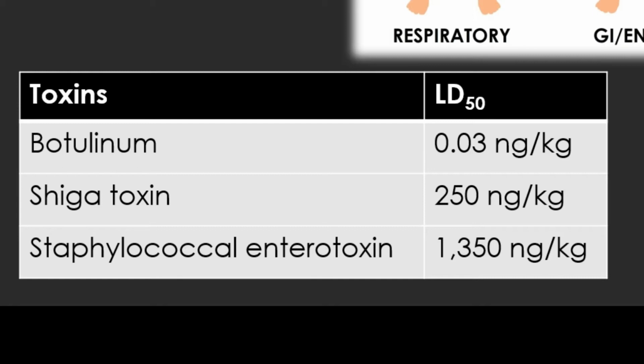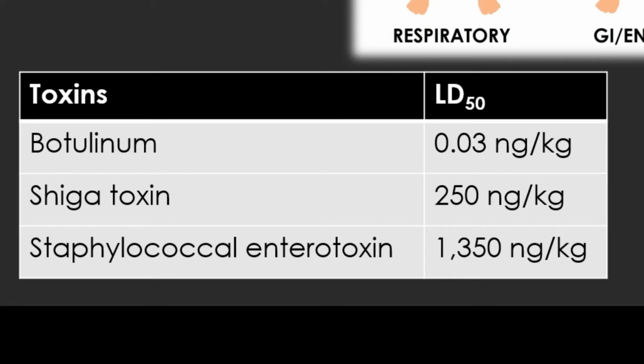Shiga toxin, which is found in different enteric bacteria, has an LD50 of 250 nanograms per kilogram of body weight, and staphylococcal enterotoxin has an LD50 of 1,300 nanograms per kilogram of body weight. So when you look at those 3 numbers, you want to ask yourself, which of the 3 is more deadly? The answer is botulinum toxin, which in fact is the most potent toxin known to man. Just to give you a point of reference for that 0.03 nanograms per kilogram of body weight, if you had a milligram of botulinum toxin, you could kill 1 million guinea pigs with that.